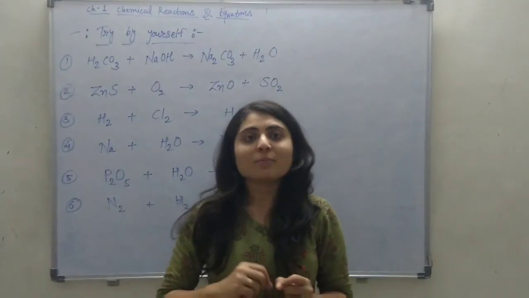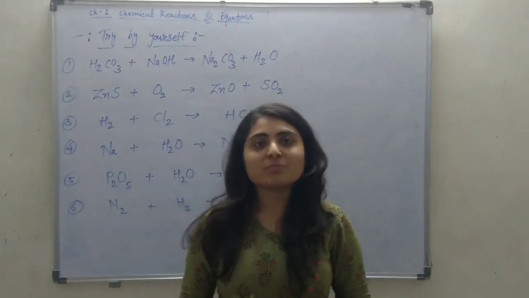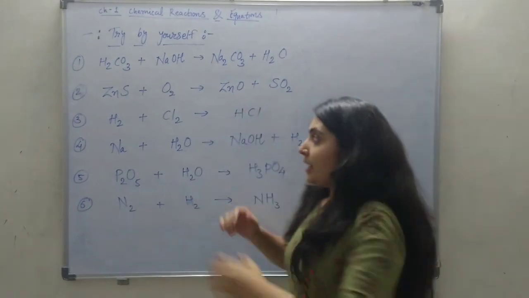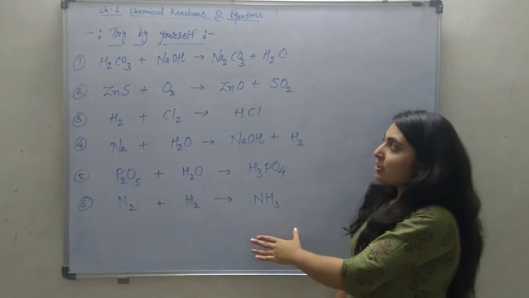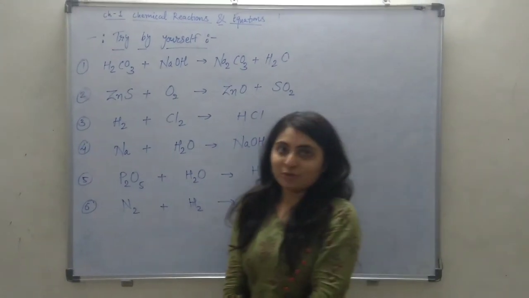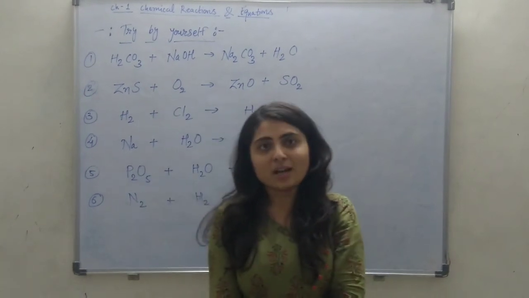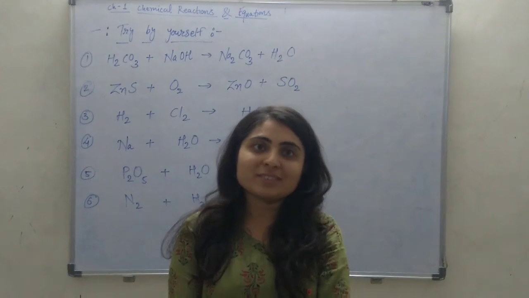So this was the balancing of chemical equations. Students, refer page number 3, 4 and 5 of textbook. And here are a few equations that you have to balance by yourself in homework. If you have any doubts related to it, you can ask me. In next lecture, we will start the types of chemical reactions. Thank you.